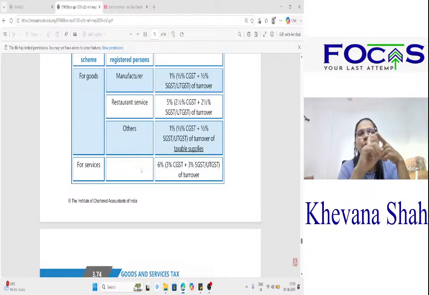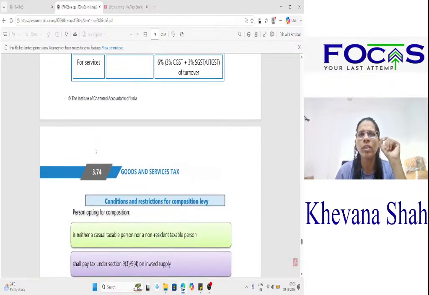And in case you are not a manufacturer, or you are not providing restaurant services along with the goods and you are supplying any other goods, then again the applicable rate is 1% of total turnover of taxable supplies. Remember, here you only need to pay taxes on taxable supplies. You might have some exempt supplies also. So for checking your turnover, all your taxable and exempt supplies will be included, but the GST that you will be levying in case of other goods is 1% of turnover of the taxable supplies.